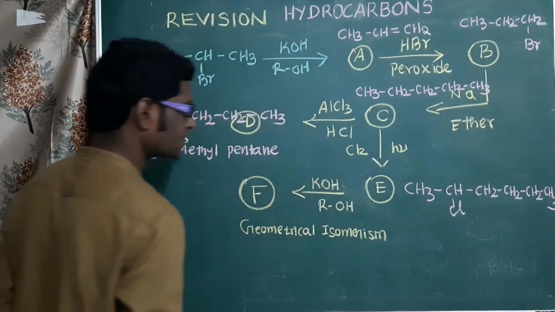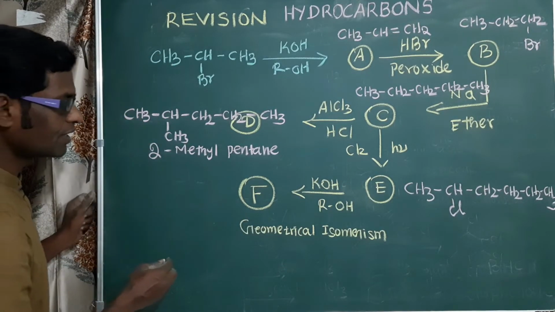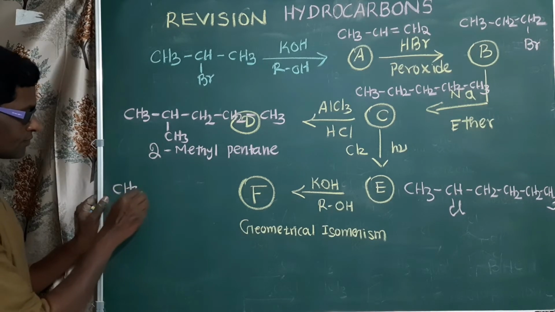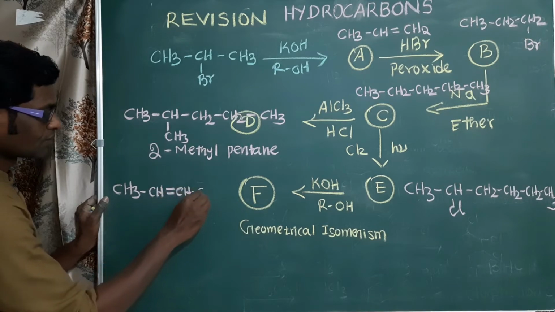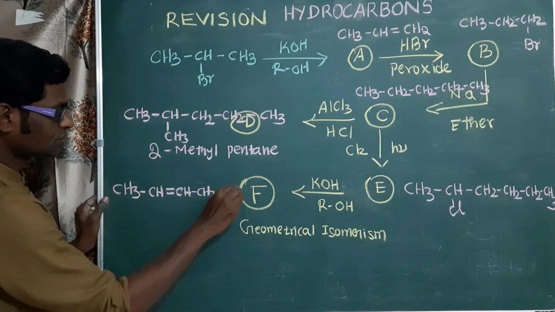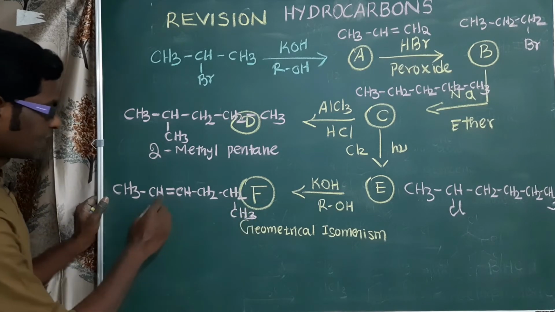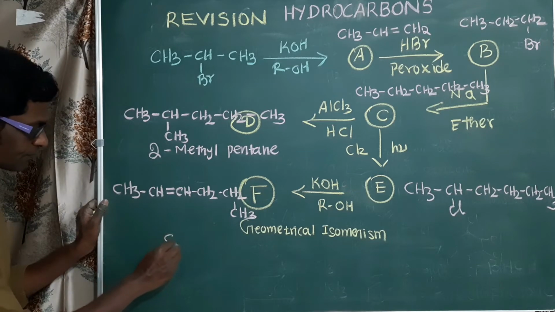This chlorohexane, again treated with alcoholic KOH, undergoes elimination, and we will get 2-hexene, CH3-CH=CH-CH2-CH2-CH3. This hexene has geometrical isomerism, cis and trans isomerism.